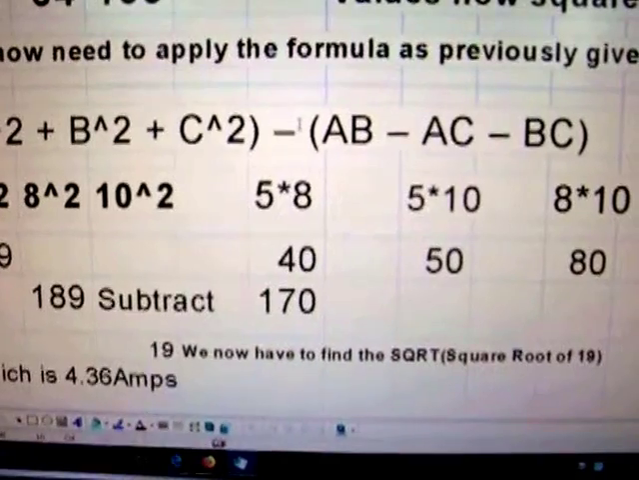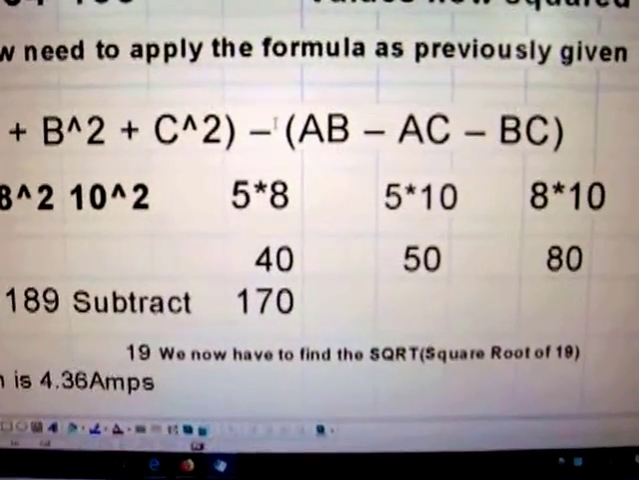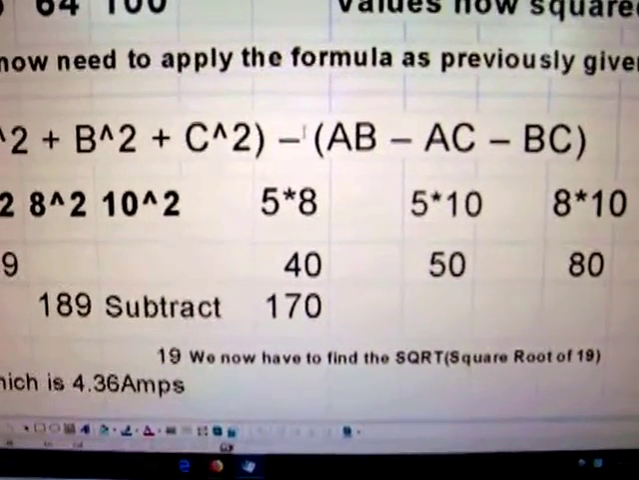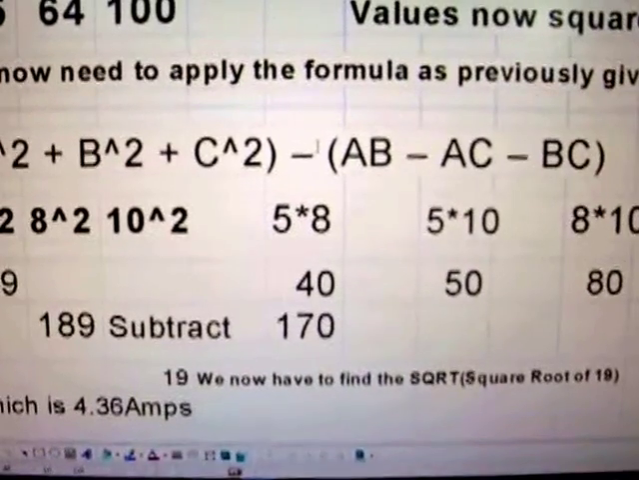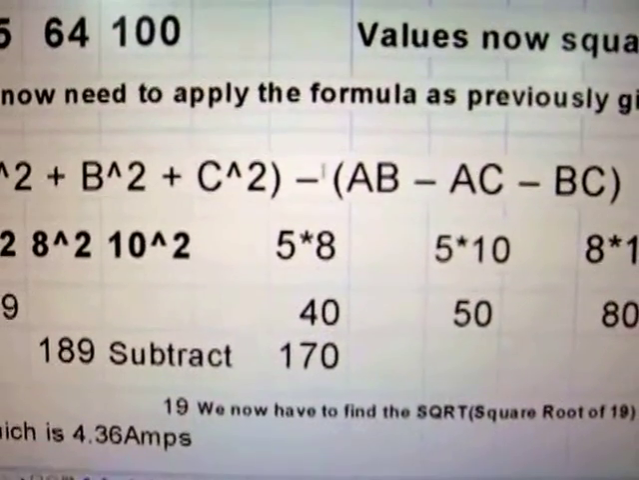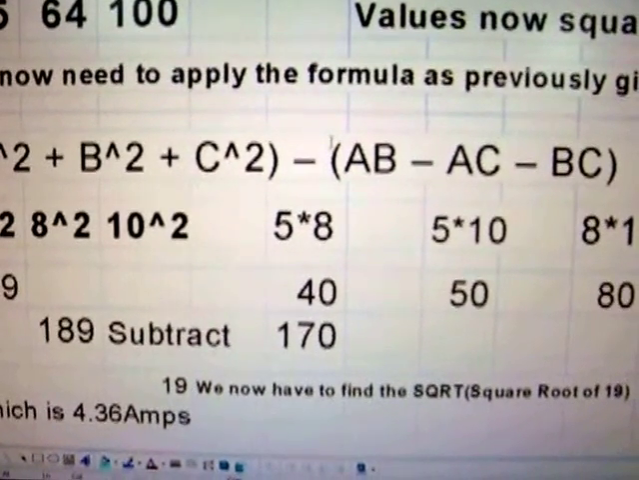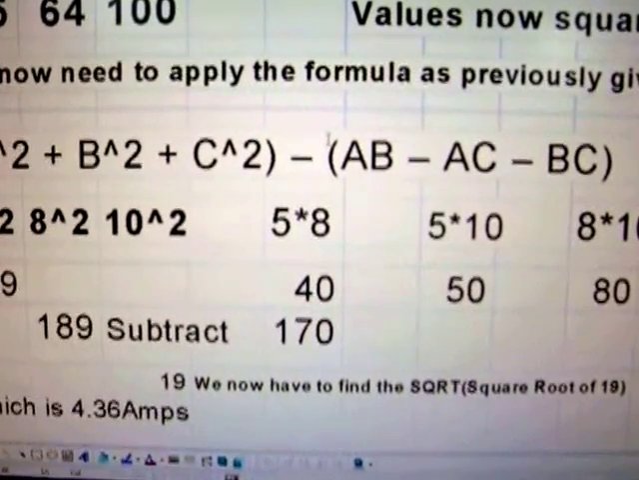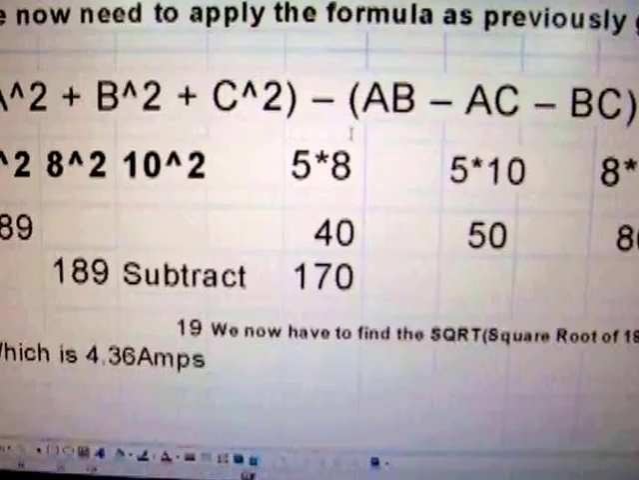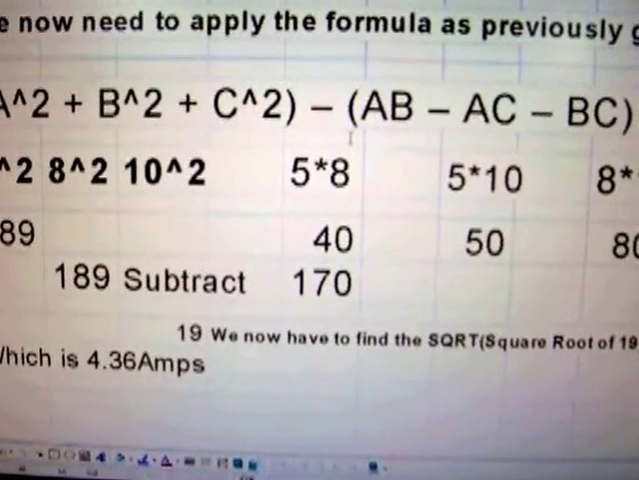Look at the formula as it stands: A times B, minus A times C, minus B times C. Now I do have a little question about that for myself, but I will look at that a little bit later when I do a little more research into my own question. But taking that into account, 5 times 8 is 40, 5 times 10 is 50, 8 times 10 is 80. When you add those together, it comes to 170.